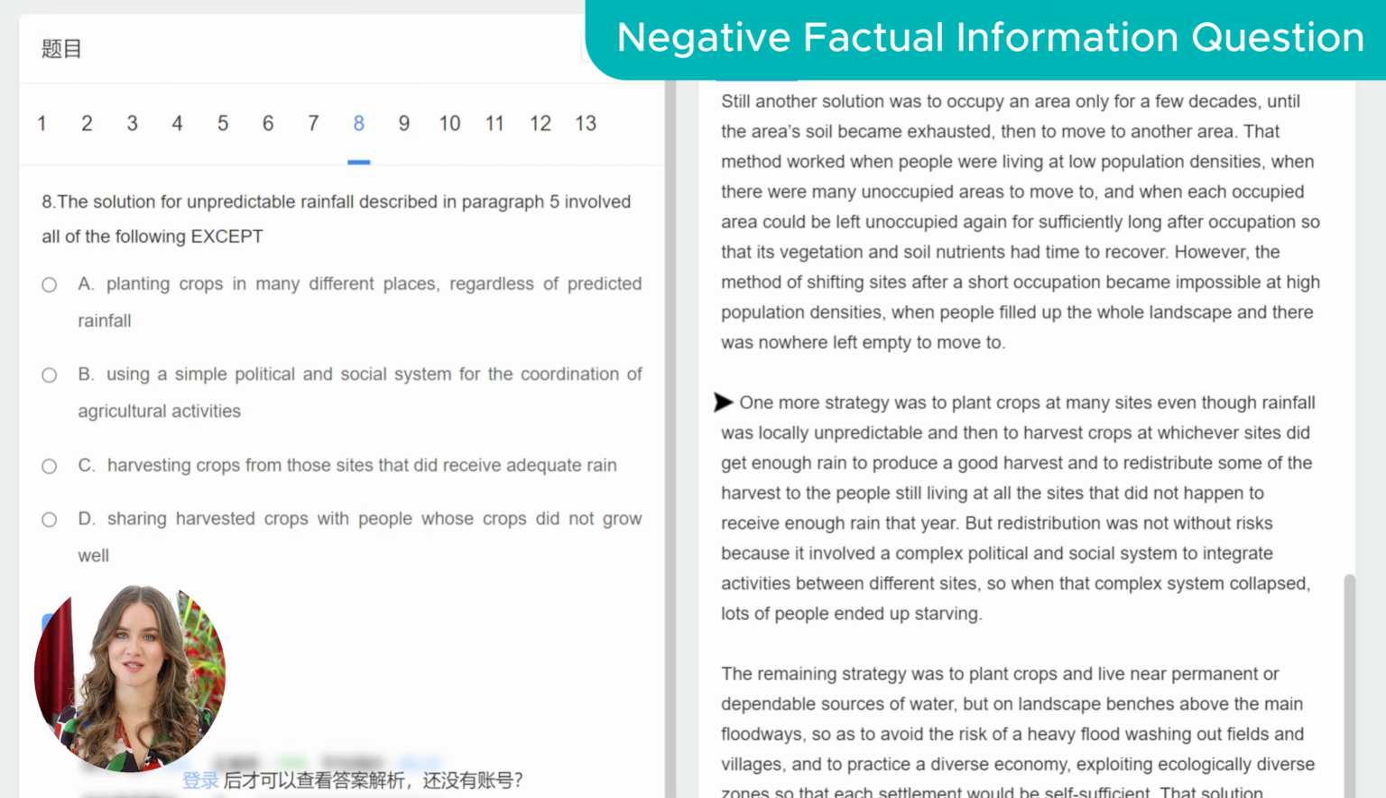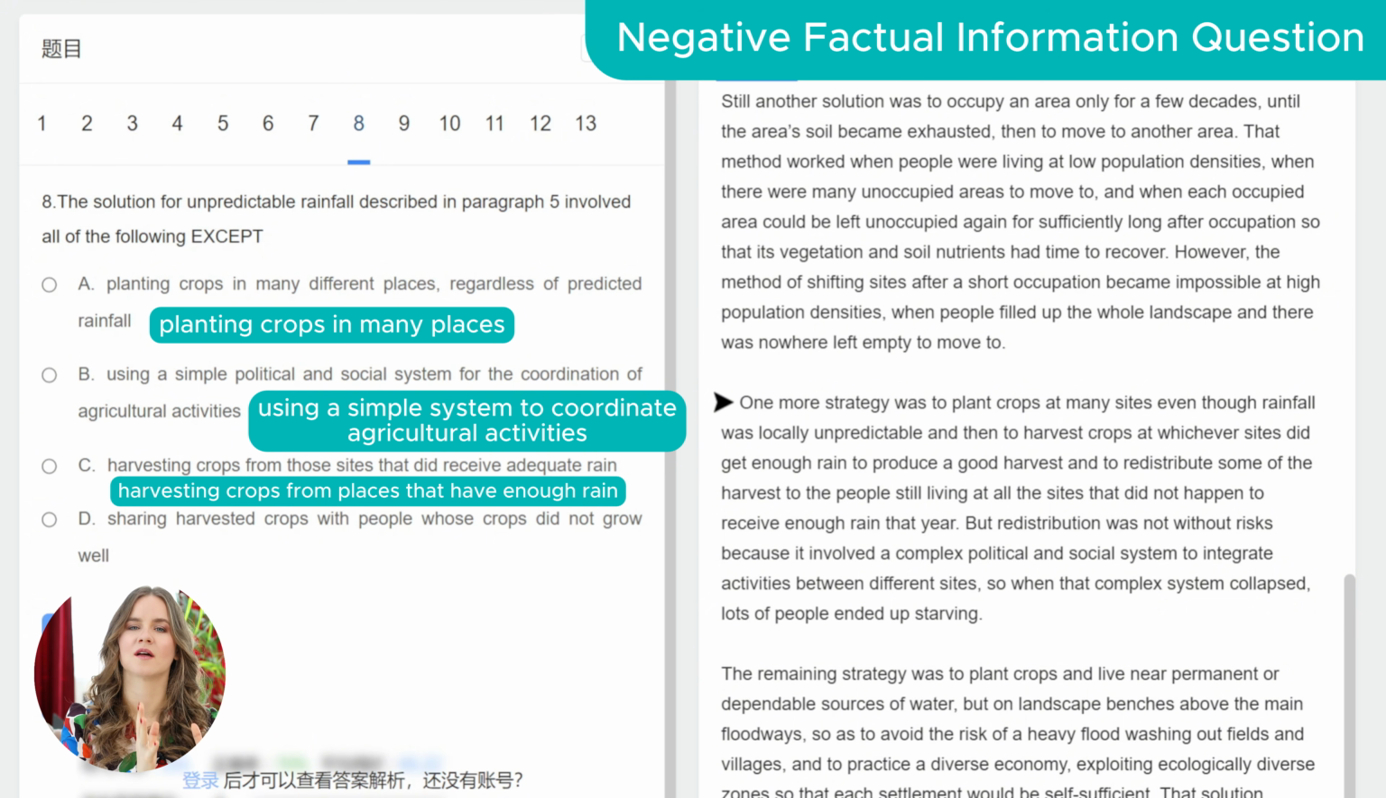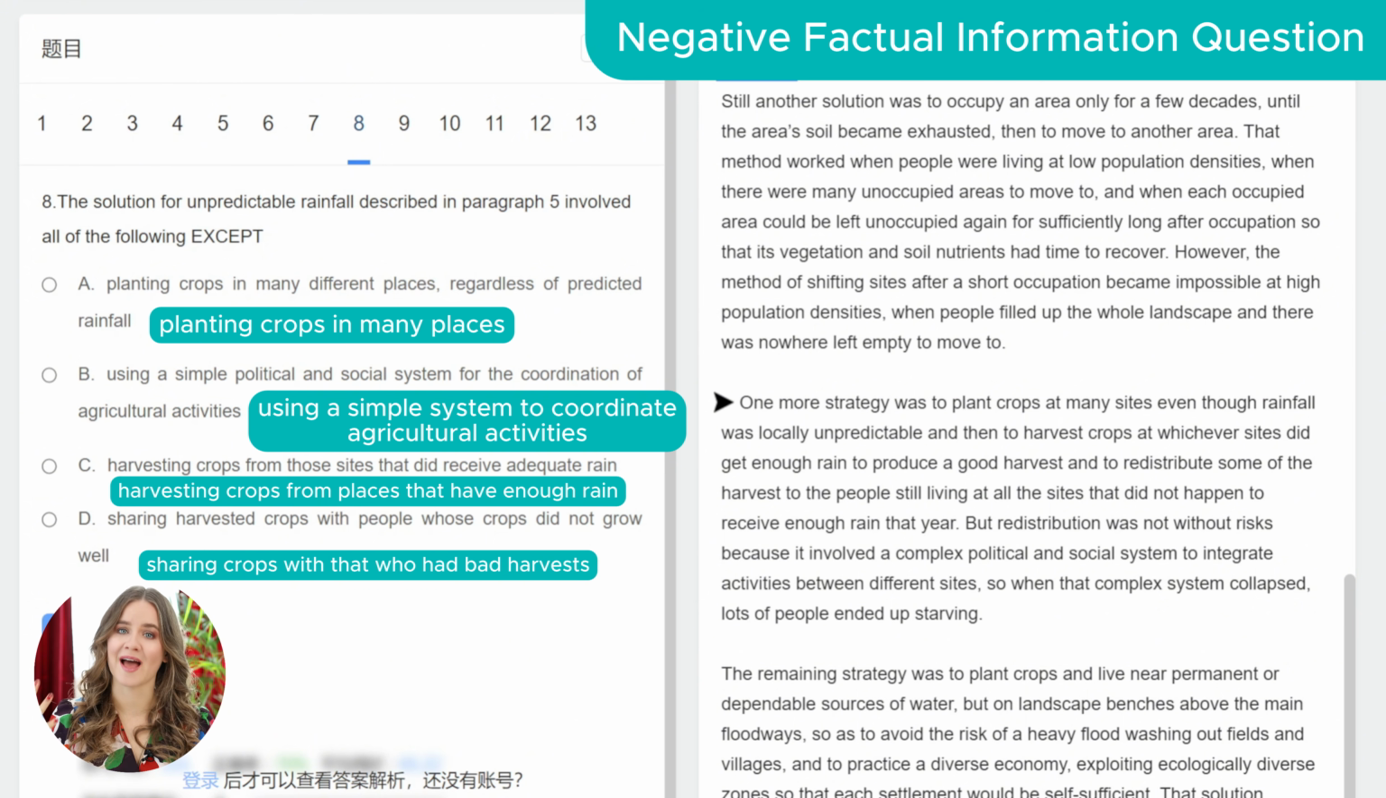To make these options easier to remember, let's simplify them. Planting crops in many places. Using a simple system to coordinate agricultural activities. Harvesting crops from places that got enough rain. And sharing crops with those who had bad harvests. You always want to simplify the answer choices so you don't forget them. Now let's look at the paragraph.